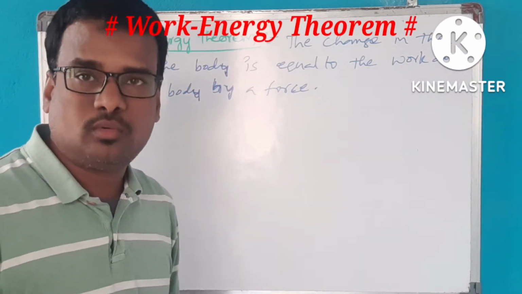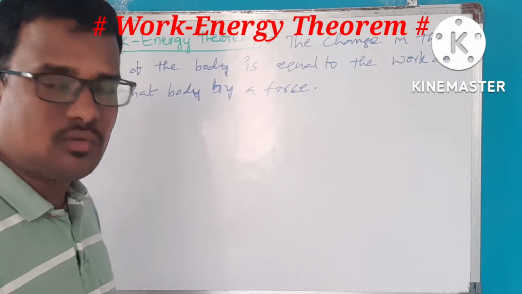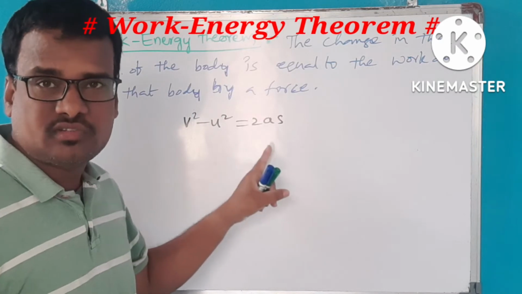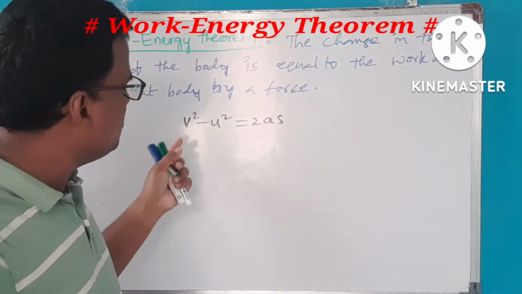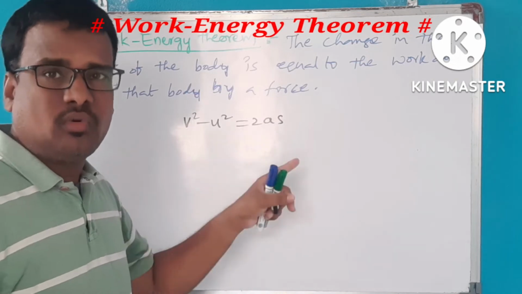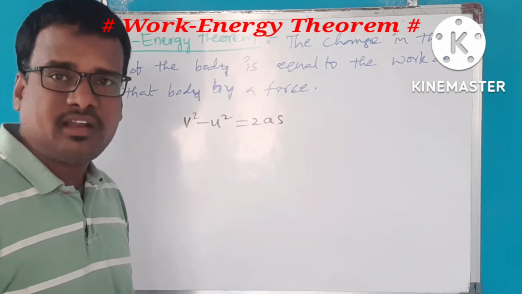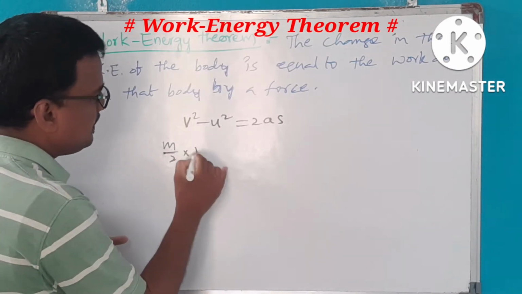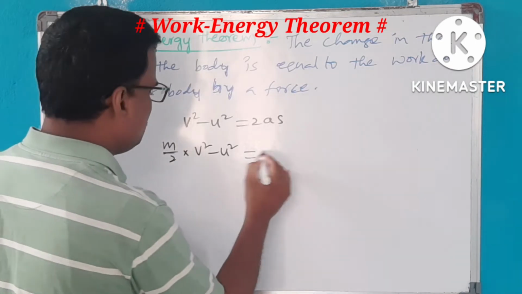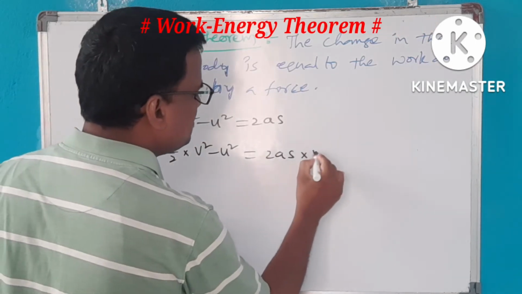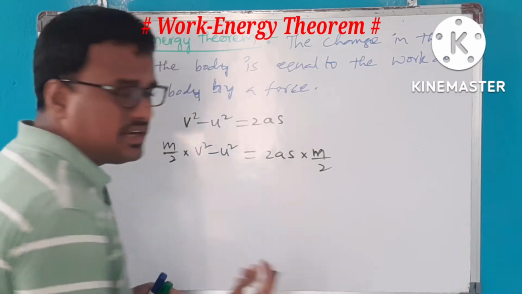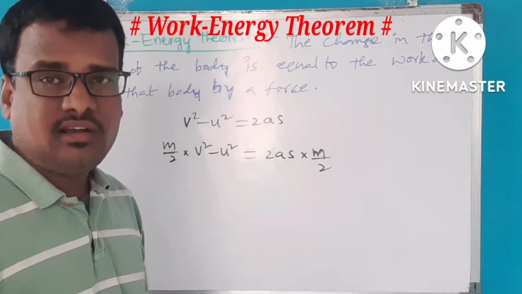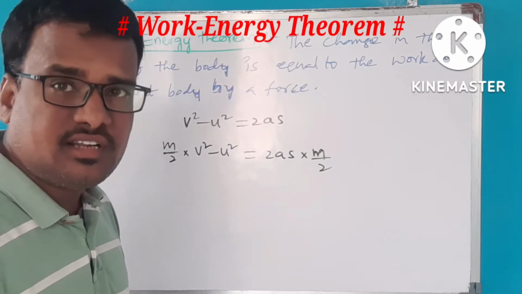Now we have to prove the work energy theorem equation. Here we have the third kinematic equation, that is v square minus u square equals 2as. On both sides we can multiply by m by 2. So m by 2 into v square minus u square equals 2as into m by 2. If we multiply both sides of the equation by the same number, there is no change in the equation, right?